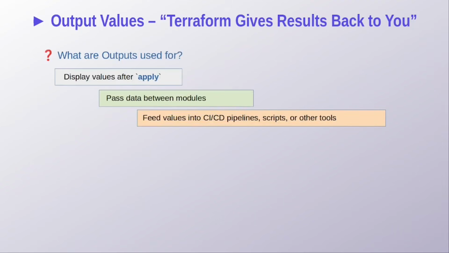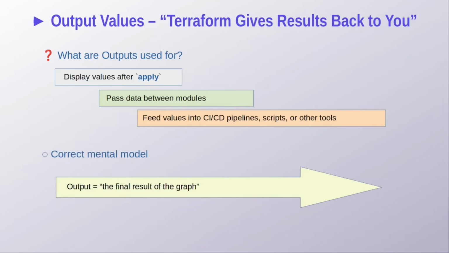Output values. What are outputs? Outputs allow Terraform to show values after apply, share data between modules, and pass values to a CI/CD pipeline. For example: EC2 public IP, ARN, load balancer DNS name. Correct mental model: output is the final result of the graph. Output depends on resources, not the other way around.